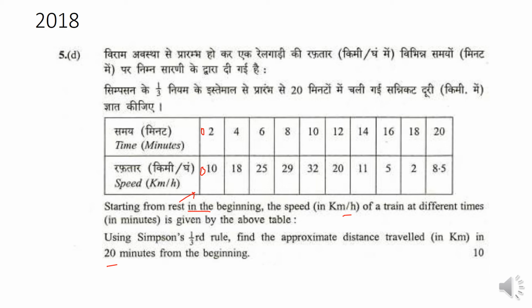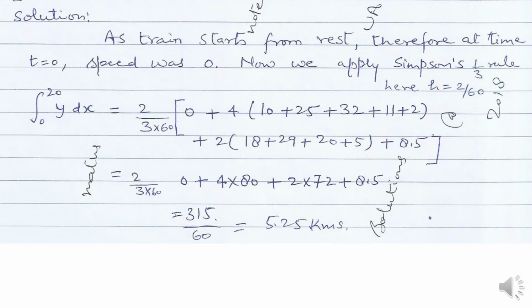And let's apply the formula. Here the train starts from 0, so the integral will be 0 to 20 minutes, and h is the difference between two consecutive x values, 2 minutes. We have h by 3, and this 60 is there because we are converting kilometers per hour into kilometers per minute. So the first value, 4 times the summation of all odd values, twice the summation of all even values, and the last term, and then we get this answer.